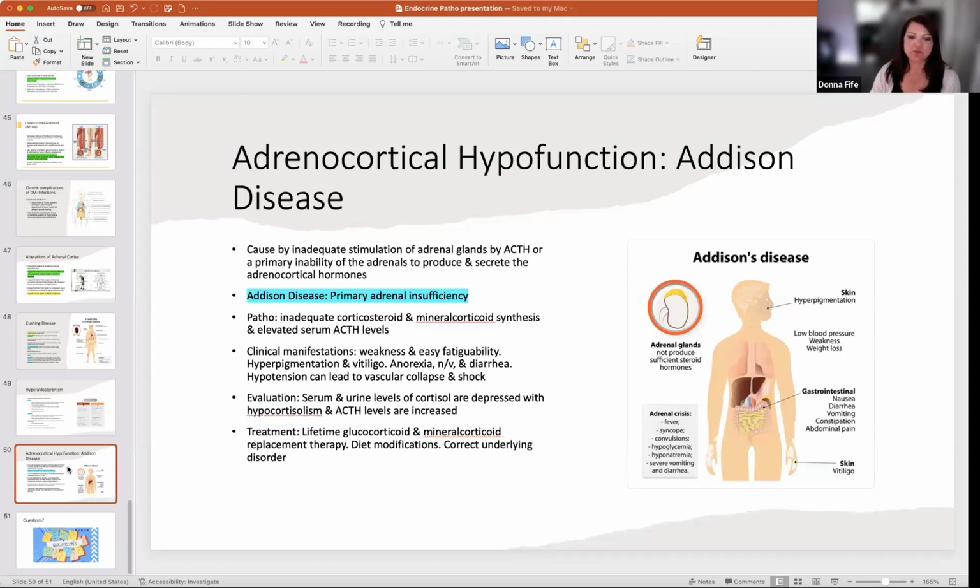Clinical manifestations: weakness and easy fatigability, hyperpigmentation and vitiligo, anorexia, nausea, vomiting, and diarrhea. Hypotension can lead to vascular collapse and shock. Evaluation: serum and urine levels of cortisol are depressed, in contrast to hypercortisolism, and ACTH levels are increased. Treatment: lifetime glucocorticoid and mineralocorticoid replacement therapy. The patient may need some diet modifications, and you want to correct any underlying disorder that's leading to this.